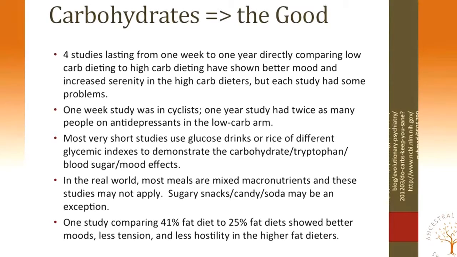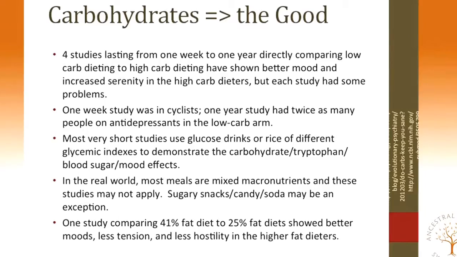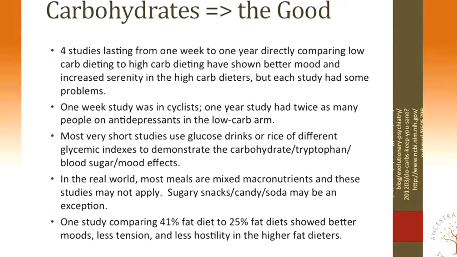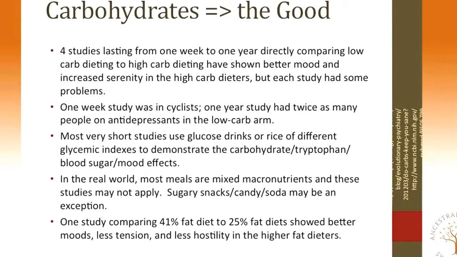And most of these very short studies trying to figure out these effects, they use glucose drinks, or they might use high GI rice versus low GI rice. But in the real world, we don't really eat that way unless you're a teenager or something like that, like I was when I was eating Skittles for a meal when I was 17 and being really cranky 90 minutes later. So sugary snacks, candy, and soda may be an exception, especially to these vulnerable young brains.